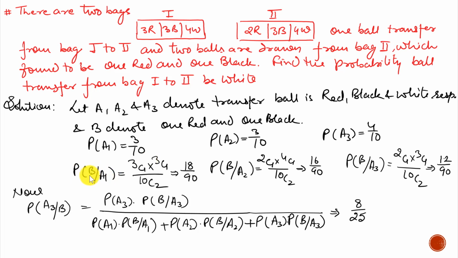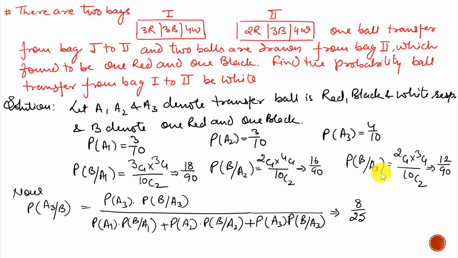Probability of B by A1 means the probability of 1 red and 1 black from the second bag when we transfer 1 red ball from first to second. When we transfer a red ball from first to second, then we have 3 red, 3 black and 4 white. And now we want to find out 1 red and 1 black. So it is 3C1 into 3C1 upon 10C2, because the total number of balls is 10. Then B by A2. B by A2 is 1 red, 1 black from the second bag when we transfer a black ball. So now we have 2 red, 4 black and 4 white. Probability of 1 red and 1 black is 2C1 into 4C1 upon 10C2.